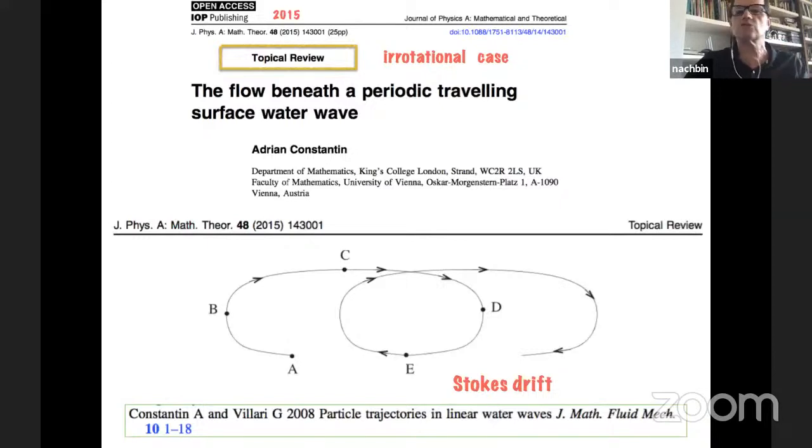And there's this paper with a topical review for the irrotational case, or irrotational waves. I'm going to get soon into what we mean. Actually, that's the nomenclature they use for what is a rotational wave in the presence of vorticity. So, okay, very interesting problem.